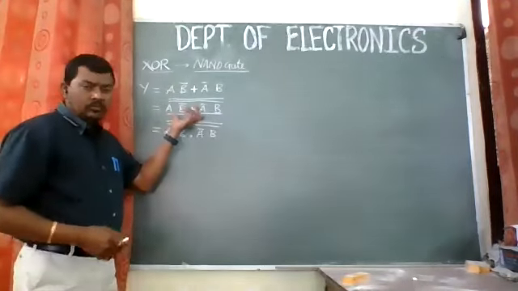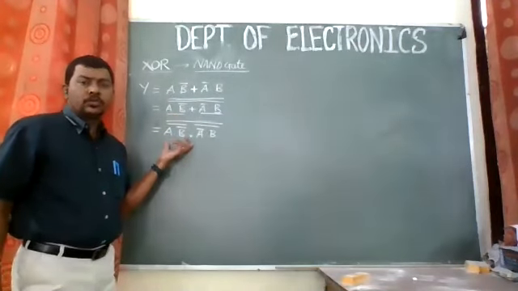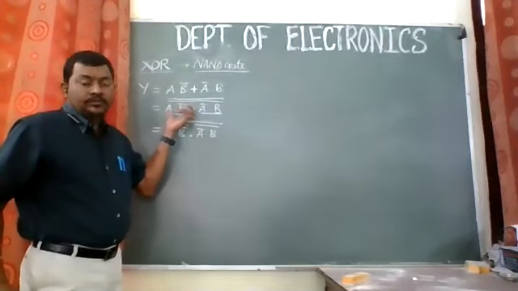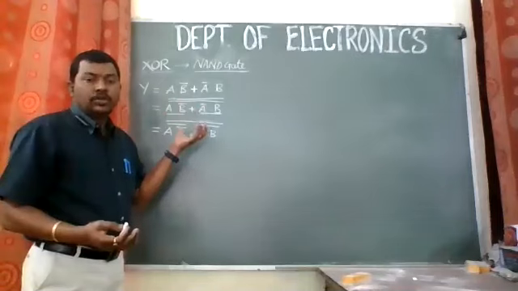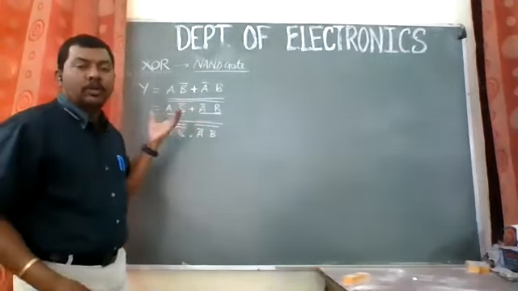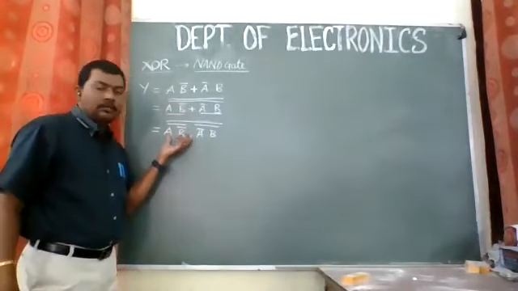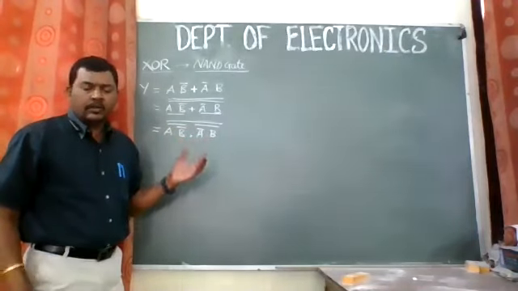So we have done this. Here we have used the law of inversion. Here we have used De Morgan's theorem, right? The complement of the sum is equal to the product of the complements, right? So I've taken this, and we have converted this into the products, right?